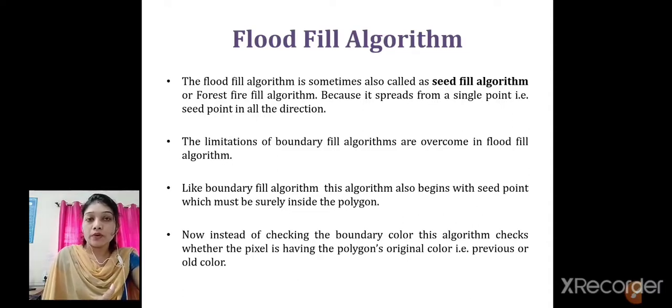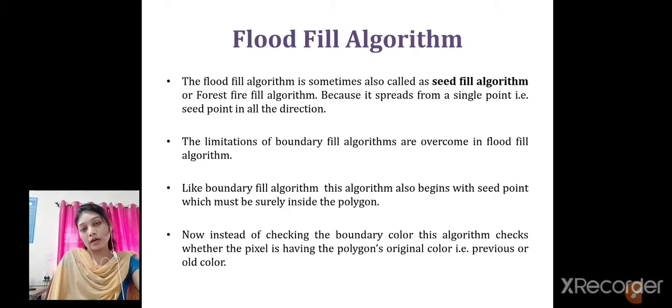Like the boundary fill algorithm, this algorithm also begins with a seed pixel. Same way as in boundary fill, we start with one pixel, which is called the seed pixel. We have to find a pixel which is surely inside the polygon. Now instead of checking the boundary color, we are going to check whether that pixel has the polygon's original color, means the previous or old color.